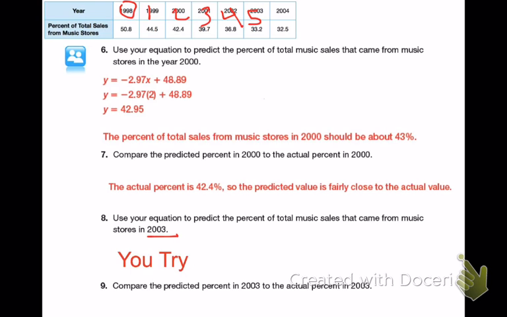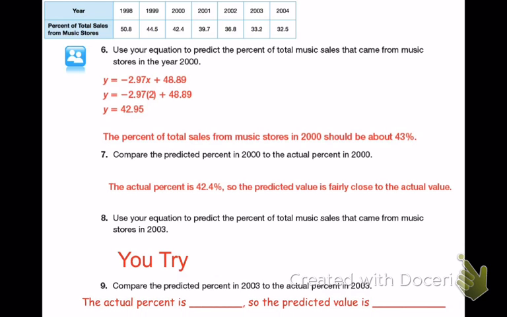So number 5. Year 2003 would be 5. When you do this now, you're going to be plugging in the number 5 and seeing what the percent is. You should be giving me a very similar sentence frame as we had on number 7 to answer number 9. The actual percent is blank. Look at the table. The predicted value is blank. Look at your answer for number 8. Go ahead and pause this and take care of this. Then hit play when you're ready to move on to number 10.